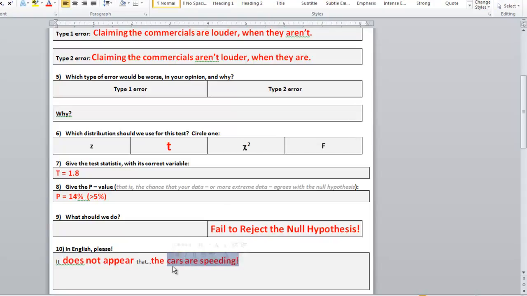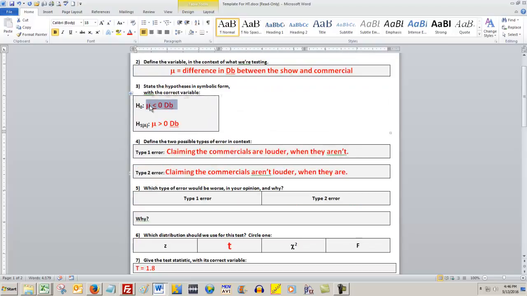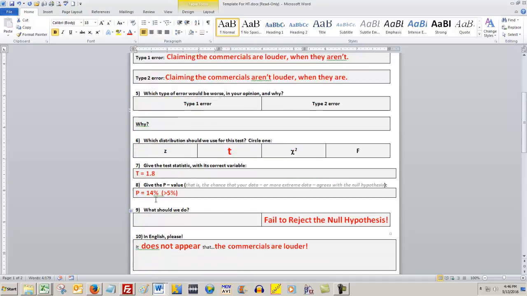that the commercials are louder, or louder if you're British. It does not appear. This p-value is too big. A big p-value means the data you got agrees with the null hypothesis you were assuming. Your null hypothesis was that, no, the commercials are fine. They're the same as the shows, if not maybe even less. A large p-value agrees with that. We were starting with the null, we're ending up with the null. So we don't reject it, we actually believe it, and it does not appear the commercials are louder.